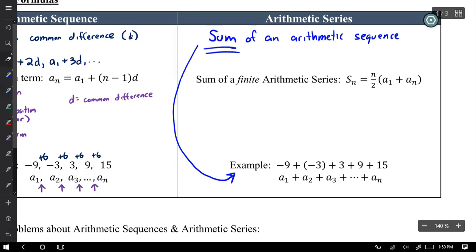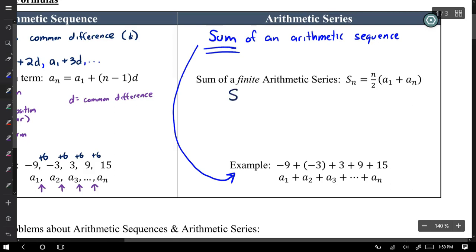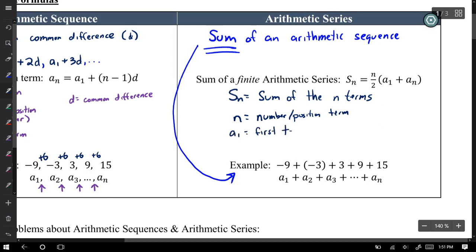If we look at the formula for this one, S sub n represents the sum of the n terms. How many terms are we trying to add together? S is the sum of those terms. n is the same thing. It's the number, or we can think of it as the position of the term. How many do you want to add together? a1 is still the first term, and a sub n is the nth term. What term do we want to stop at? What is the value of that term?